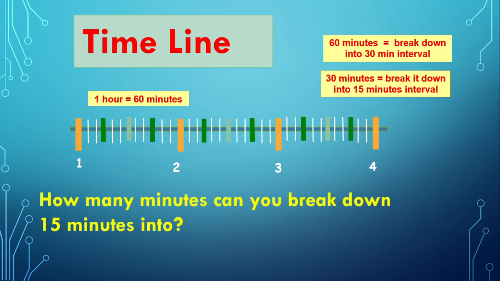How many minutes can you break down 15 minutes into? Can you think? How many minutes? Yes, it's 5 minutes. So each white line represents 5 minutes. So 5, 10, 15, 20, it goes away. So this timeline is very important. You need to know how to draw one, especially when you are doing word problems.